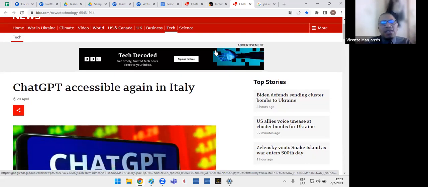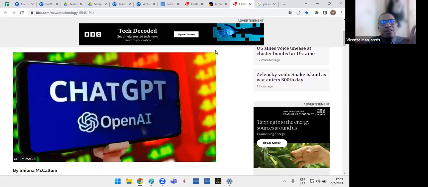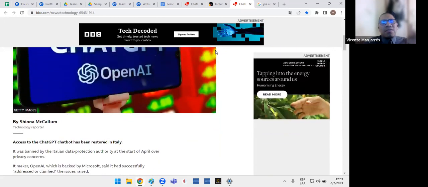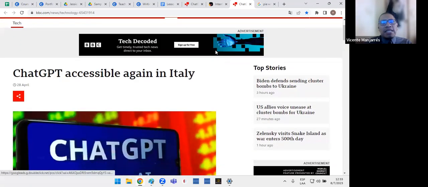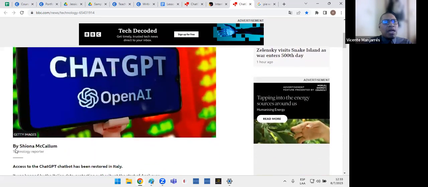So as you might imagine, just with that title, you start to gather ideas. We're going to talk about science, maybe computing, artificial intelligence. All of those are possible, right? So step one, let's read the first lines of the article and then decide if the purpose of the author is to persuade, to entertain, or to inform. So this is ChatGPT accessible again in Italy, and it's written by Fiona McCallum. She is a technology reporter. Well, we assume.